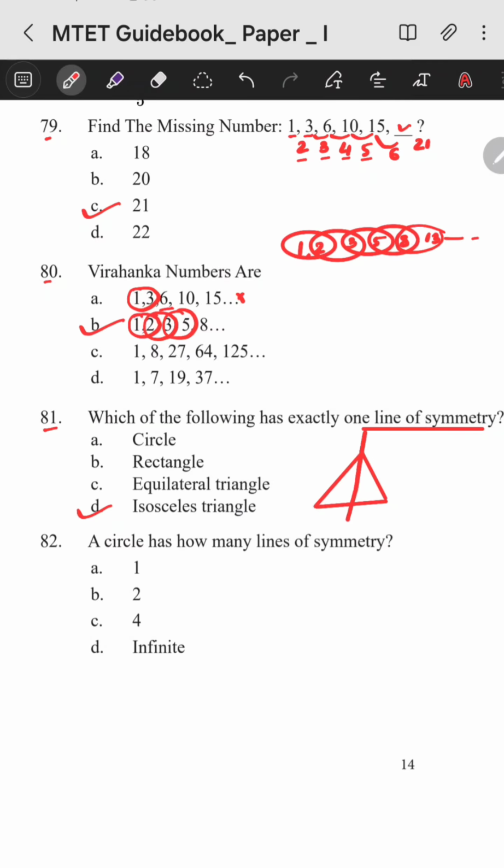Next question number 82, they ask here, a circle has how many lines of symmetry? A circle has infinite lines of symmetry, so option D is your correct option. In a circle you can draw infinite lines of symmetry. That means option D is your correct option.